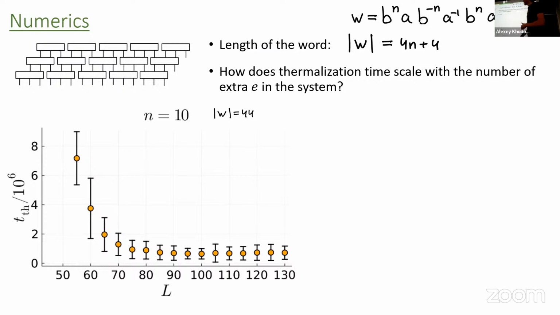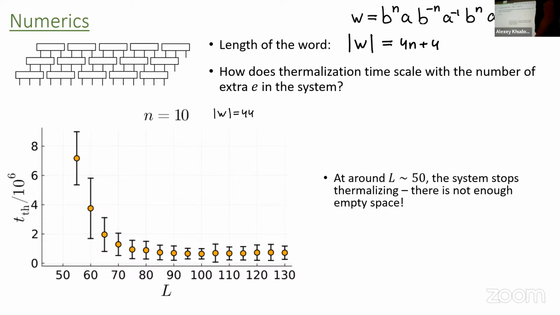But at short L, it starts diverging, until at some finite length around 50, which is greater than 44, the system stops thermalizing completely, because there is simply not enough empty space for this word to expand, perform all the necessary dynamics, and contract back. In particular, if you start with 0 identity sites, so if L is equal to 44, then the initial state is completely inert.